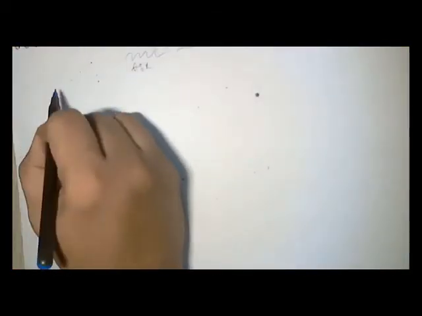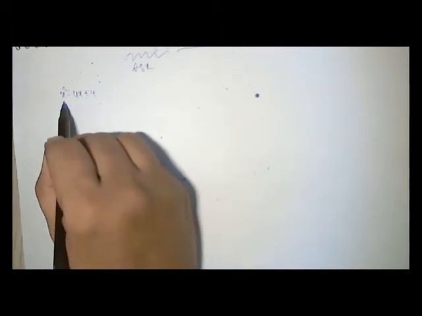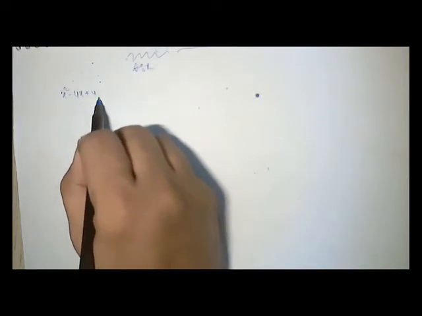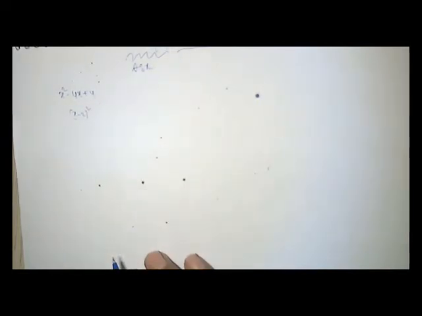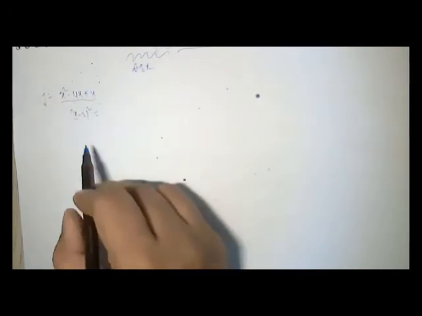Suppose a quadratic equation is there, x square minus 4x plus 4. This is a quadratic equation. So this is a square minus 2ab plus b square. So it can be taken as x minus 2 whole square. I want to find the zeros of this quadratic equation, so this is equal to 0.